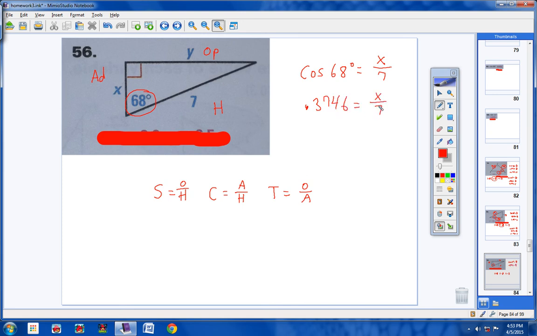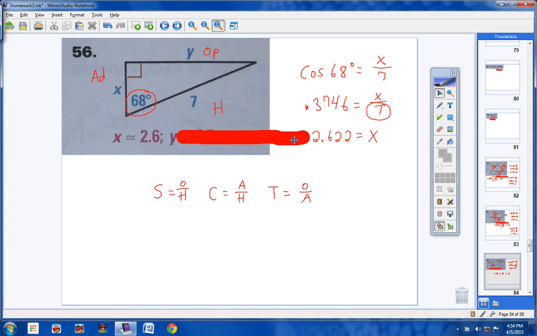Now multiply both sides by 7, because your denominator is 7. So if I multiply 0.3746 times 7, I'm going to be left with 2.622. If I multiply this side by 7, I'm left with x. So if you round correctly, you should get 2.6 for x. Alright? Now, moving on to solving for y.